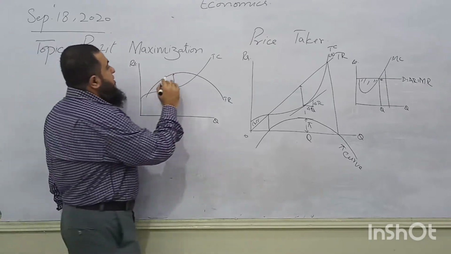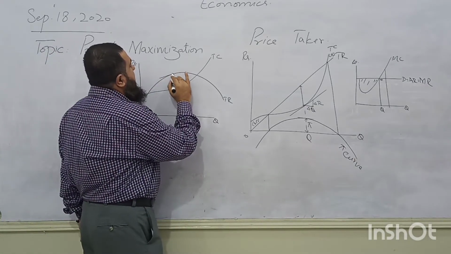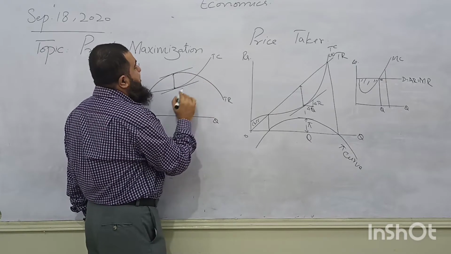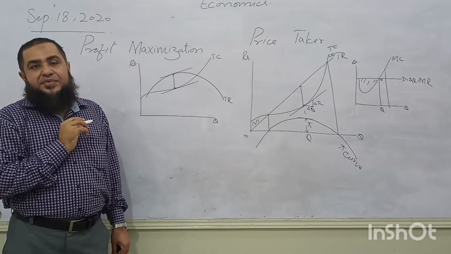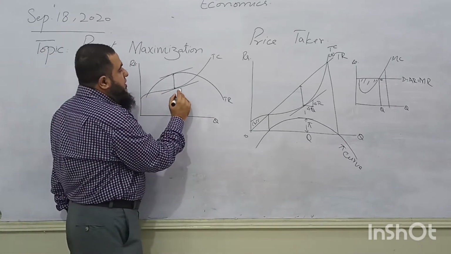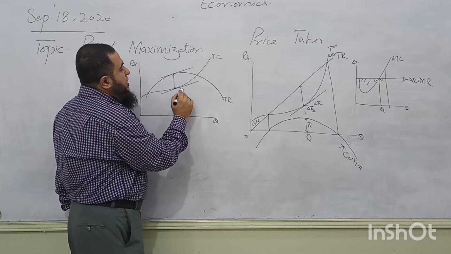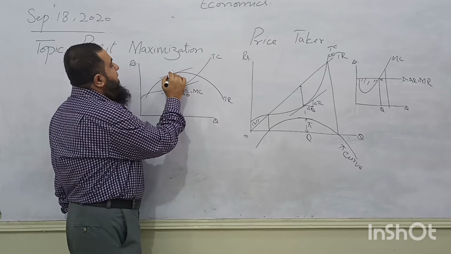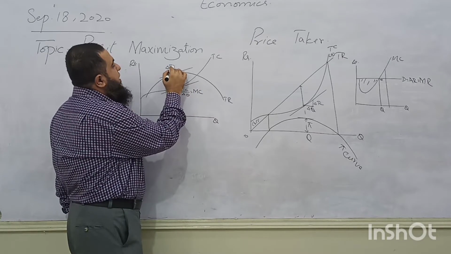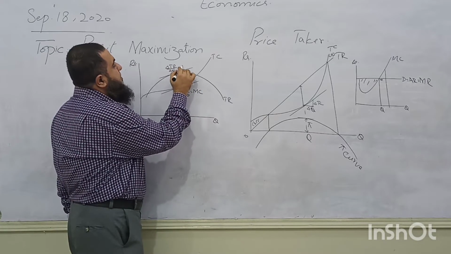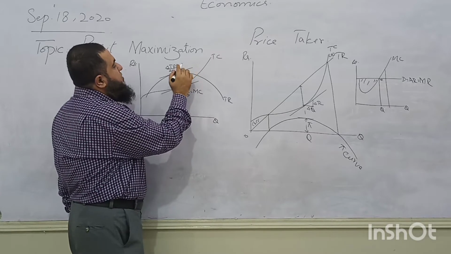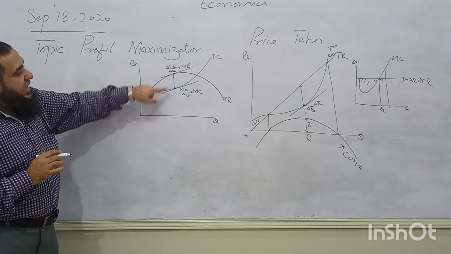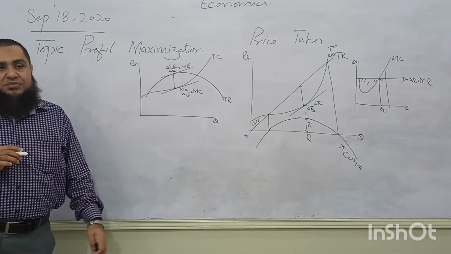If you see around here, the slope of total revenue and the slope of total cost, the two lines are parallel to each other. Slope of total cost is what? The change in total cost due to change in quantity, which is called the marginal cost. And here we find the change in total revenue due to change in quantity, which is the marginal revenue. When marginal revenue equals marginal cost, at that level of output profit can be maximized.